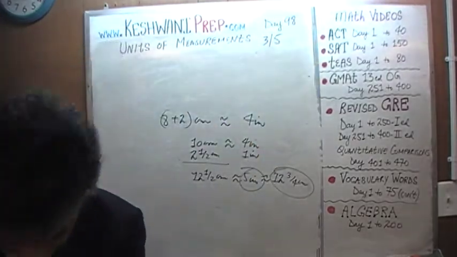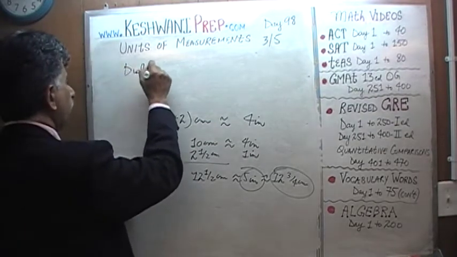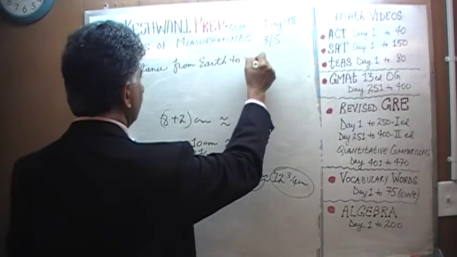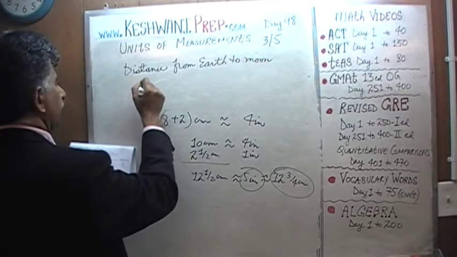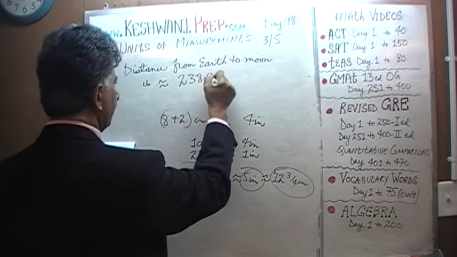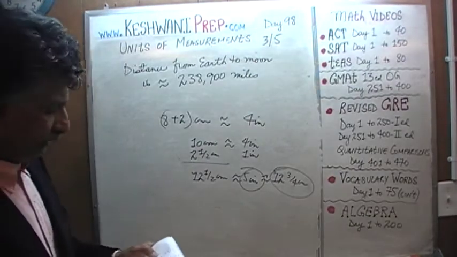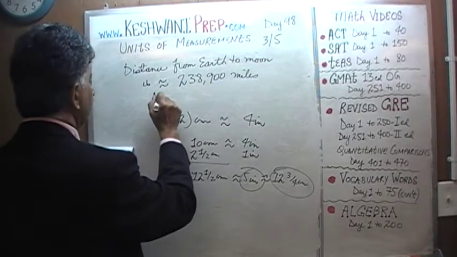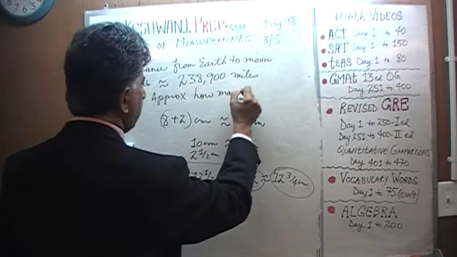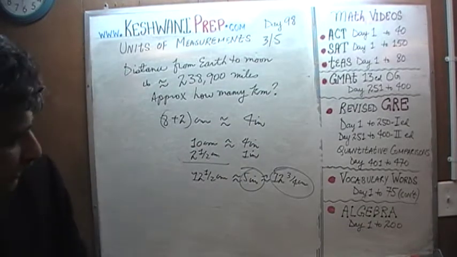The question is, the distance from Earth to Moon, we are told, is approximately 238,900 miles. Approximately how many kilometers is that?